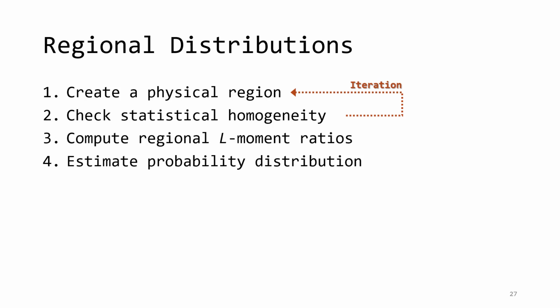If the region is reasonably homogeneous, we can go to step 3. If not, we need to choose different physical criteria for the grouping and rearrange our sites. Step 3 is to compute the L moment ratios for the region based on the sites inside the region. Finally, step 4 is to choose a probability model for the region and to use the regional L moment ratios to estimate the parameters for that distribution.